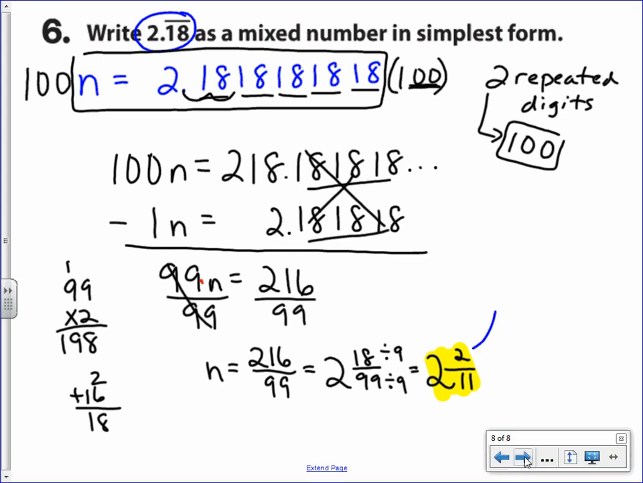How can I check myself? Well, I can say that 2 and 2/11 is equal to 11 times 2 is 22, plus 2 is 24, divided by 11. Take your calculator, 24 divided by 11, and I don't know about you, but I got 2.18181818, which is what I started with.